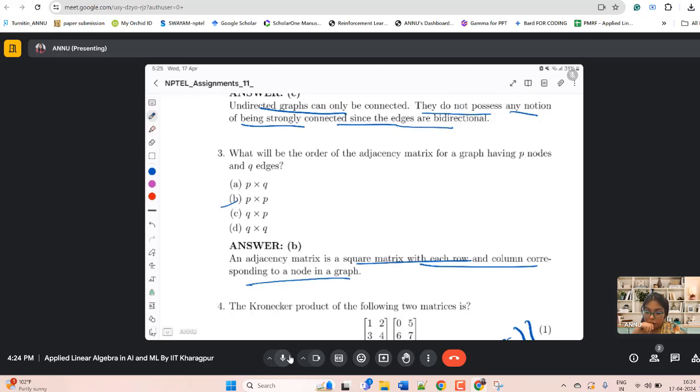How to calculate the Kronecker product? If you remember, you have A11, A12, A21, A22, and B11, B12, B21, B22. Let us assume that the B matrix is B. So what was the formula? A11 into B, A12 into B. So it is a block matrix kind of thing.